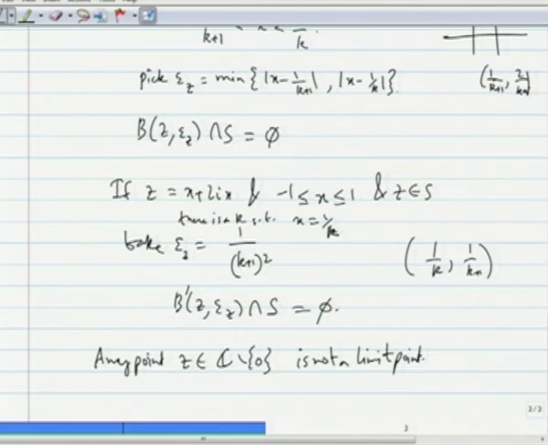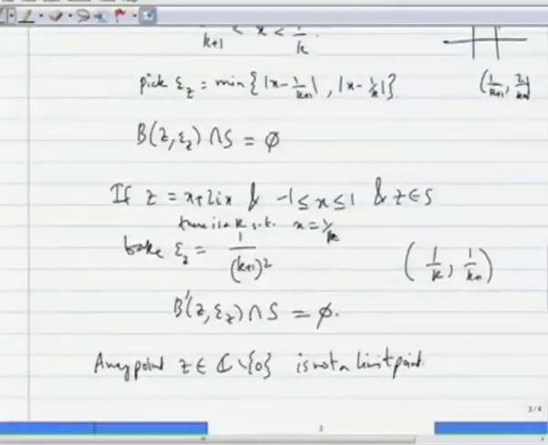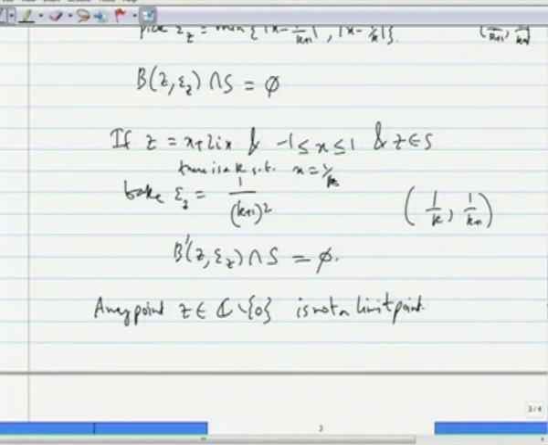Every such point has a neighborhood which stays clear from the set. And every point. So, what we have shown is that z belongs to C minus 0 intersection S, which is equal to S. We have shown that S is completely contained in C minus 0. 0 is not a point in this thing. And every point in S is an isolated point.